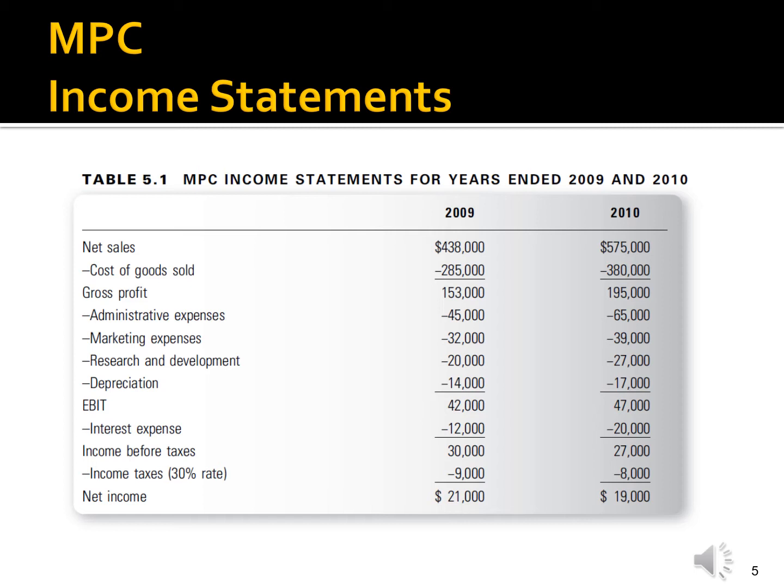Even though you can see here that in 2009 the net sales is lower than in 2010, the income before tax is higher than 2010. And then minus income tax, and then they will get a net income. So from here we can see from 2009 to 2010 the income for the company is decreasing from 21,000 to 19,000.